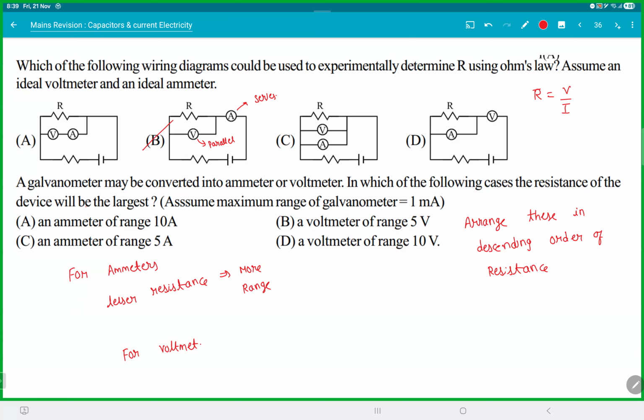For voltmeters, the resistance is placed in series. So larger the resistance, more range. So one thing is clear, voltmeters will have more resistance than ammeters. So between the two voltmeters, the 10 volt is the biggest guy, so D is greater than B. And between the two ammeters, 10 is the maximum range, so that must be the least resistance, C and A. Is that clear, everyone?